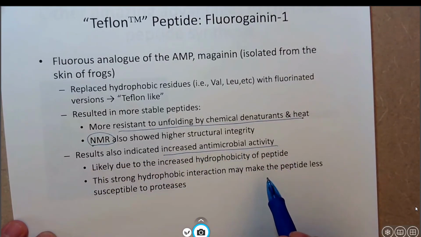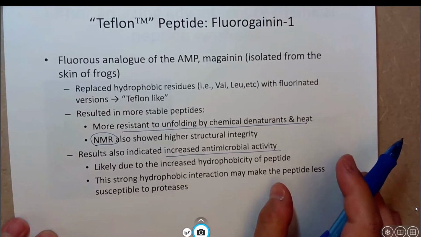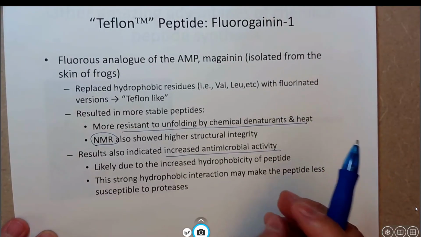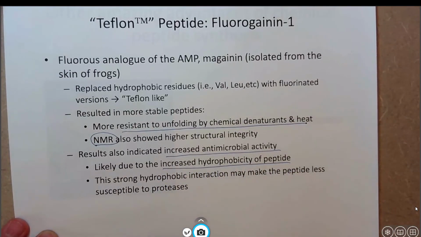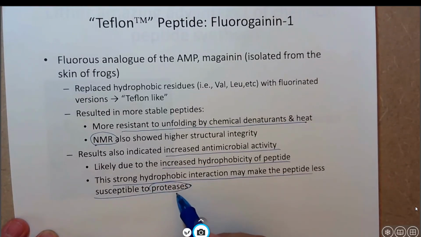When these were used in the biological system and studying their activity, they saw that these molecules were more potent, likely due to the increased hydrophobicity of the peptide. Having that ability to stabilize the hydrophobicity and puncture that membrane even more makes it more attractive. Also, the strong hydrophobic interaction may make the peptide less susceptible to proteases. Proteases, we talked about this a little bit earlier, degrade peptides. But if you have a fluorinated one, perhaps that will make these more resistant to proteases.